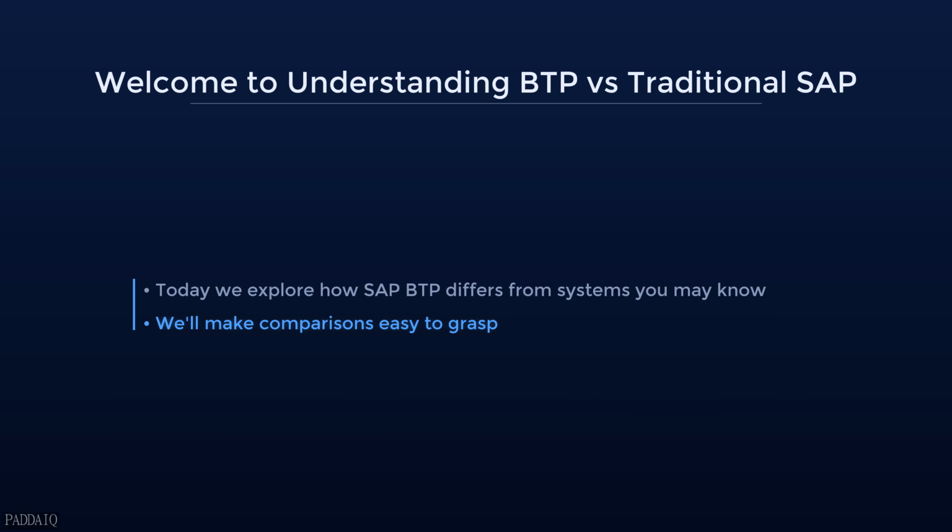We'll make comparisons easy to grasp. This means we'll break down complex differences into simple, relatable terms. For example, think of traditional SAP as owning a car for full control, while BTP is like using ride-sharing for flexibility and speed. You'll quickly see how each approach serves different business needs effectively.